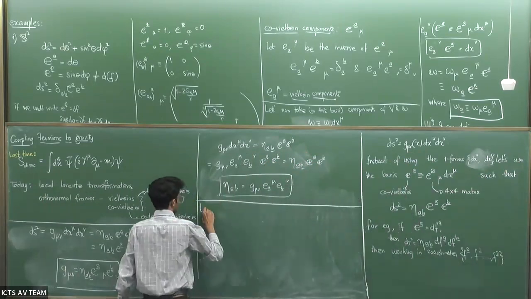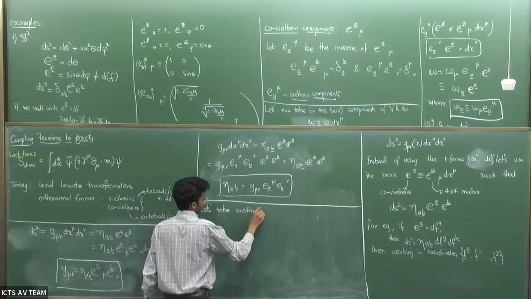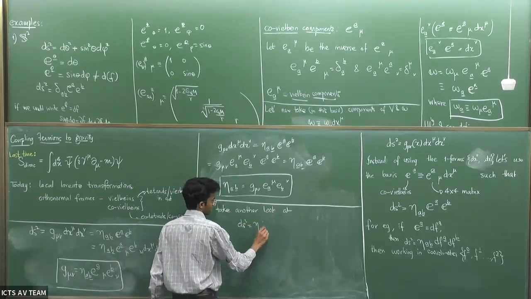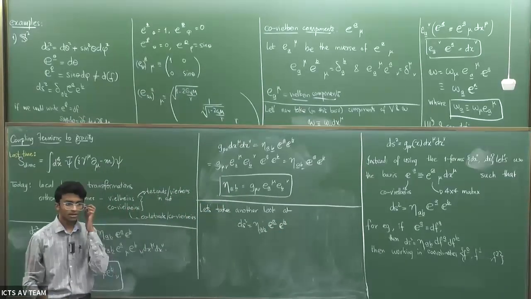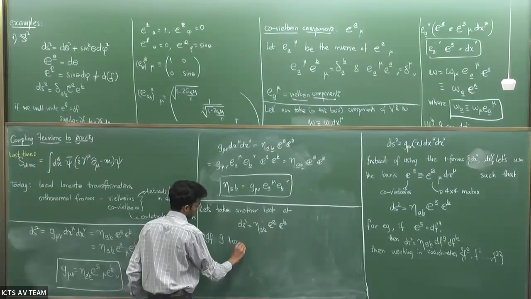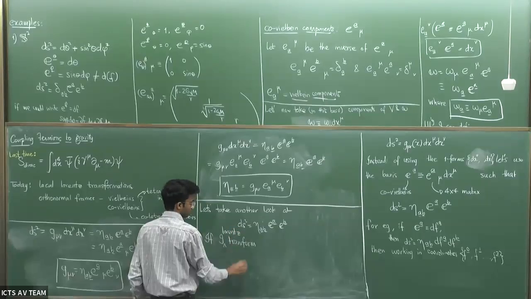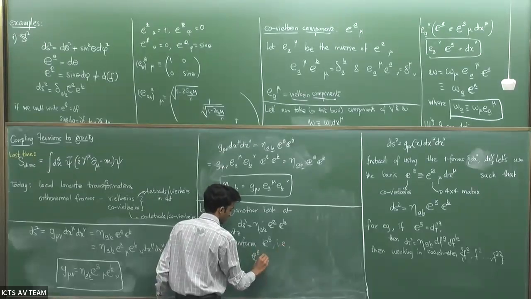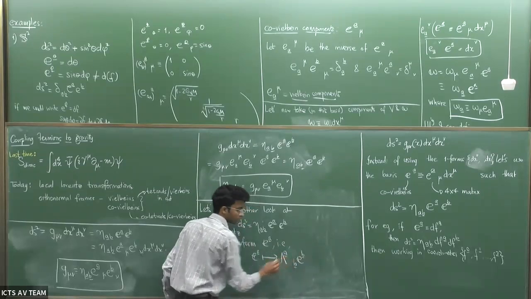Let's take another look at ds squared equals eta AB e^A e^B. If I Lorentz transform e^A, that is, e^A goes to some lambda^A_B e^B, right?